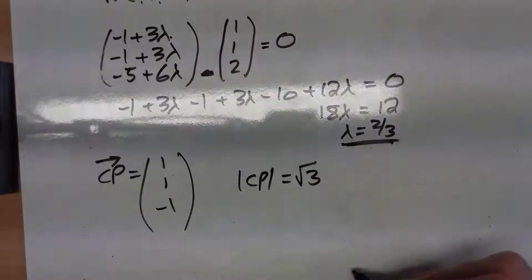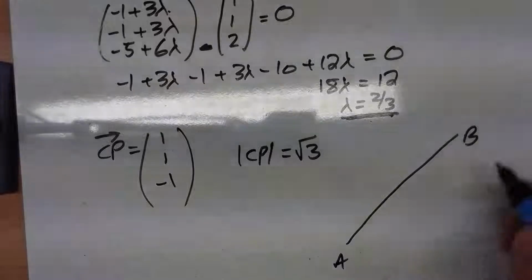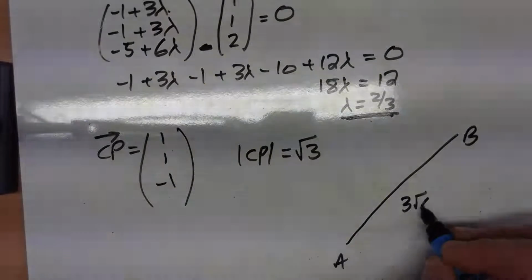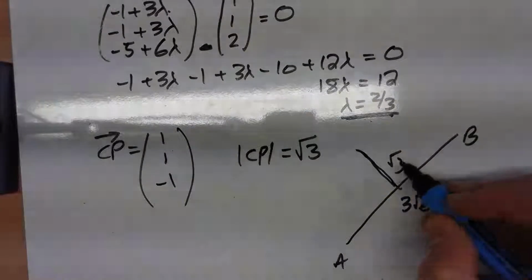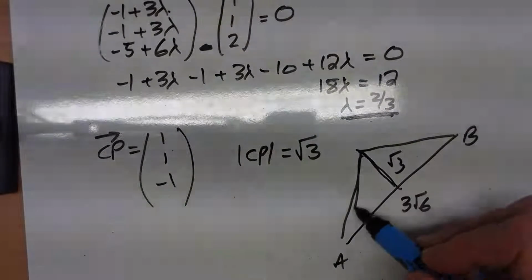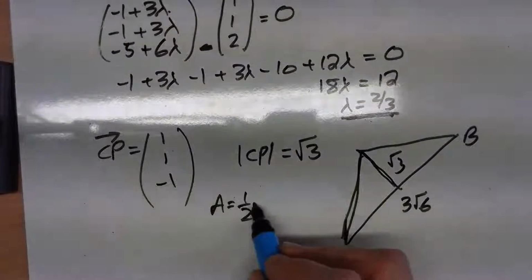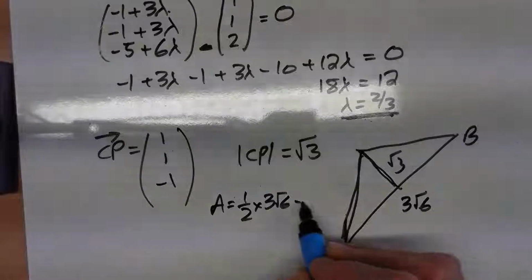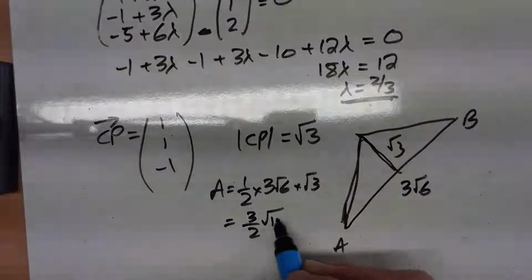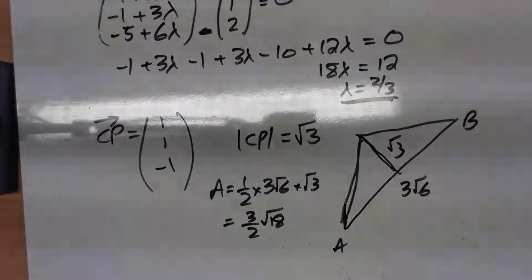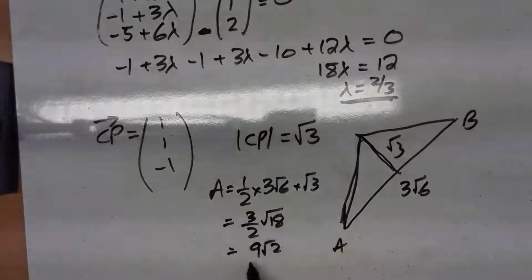Now, going all the way back to the picture at the top there, we already knew that the length from A to B was 3 root 6. We've now just discovered that the length from there to there is root 3. So this triangle can simply be found as the area equals 1/2 times the base times the height. And so what have I got there? I've got 3/2 root 18, but root 18 could be cancelled down. So I've got the answer 9 root 2 over 2.